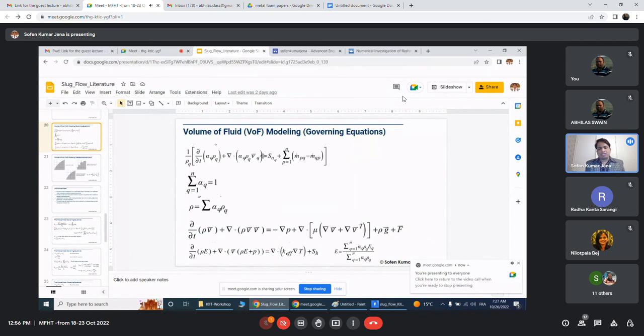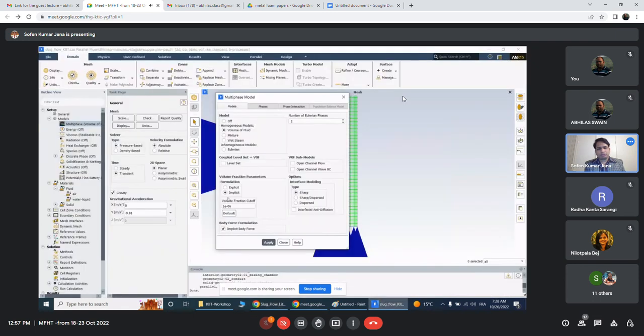Explicit, implicit, you already know, right? The dependency upon the time, of the data from the previous time step, or you are in the current time step and calculating the previous, like that. Explicit, implicit, you already know it. So I just put it implicit. Then the volume fraction cutoff, the threshold after which they cut off the volume fraction, 1e-6 is the default, then implicit body force. Then there is an option called interface modeling, sharp or dispersed. What is the sharp and dispersed interface?